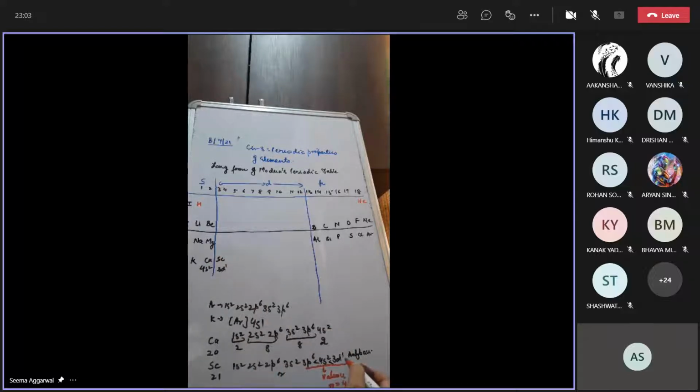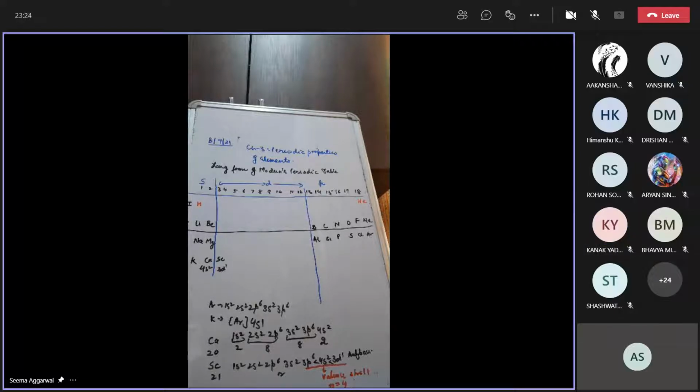So you are saying that in scandium the last electron is going into 3d, but the valence shell is n is equal to 4. So first the electron goes into 4s, as in calcium, and then it is going into the 3d orbital. Is the point clear? Just look at this point. Is it okay? Yes, ma'am.